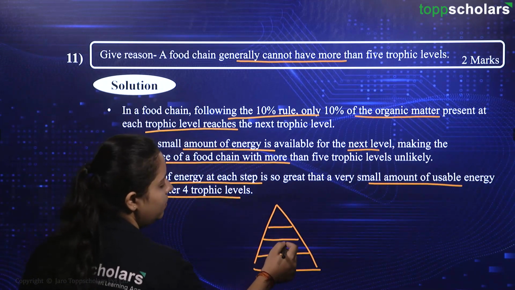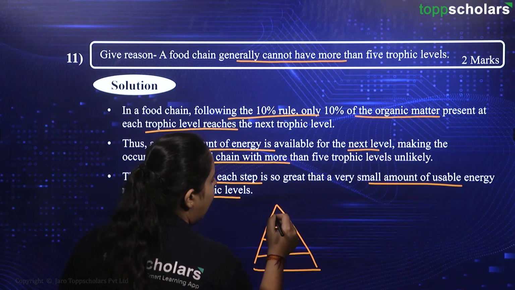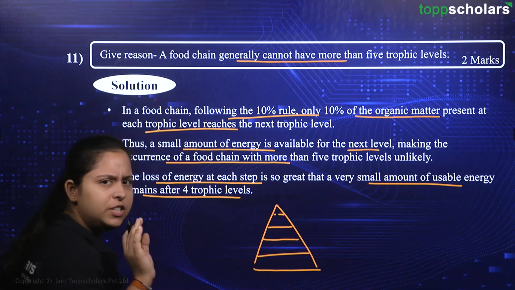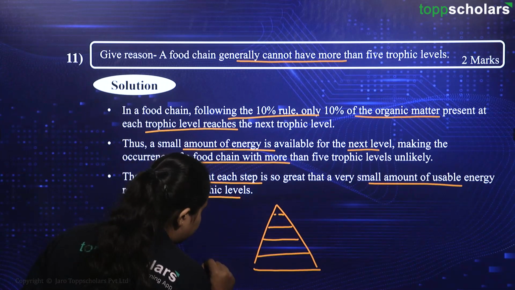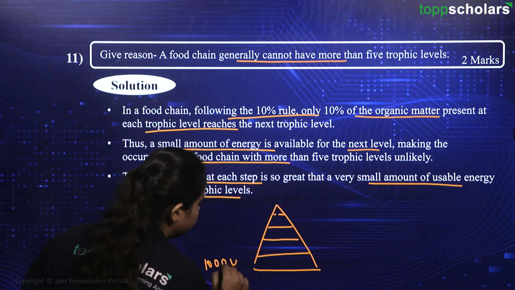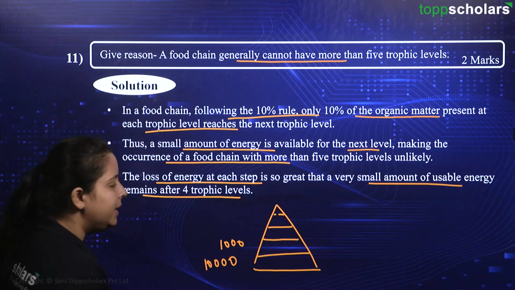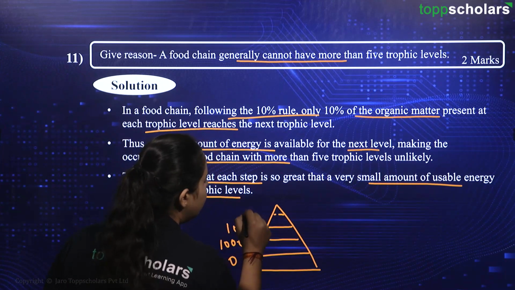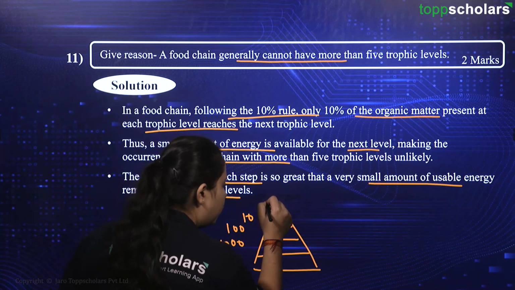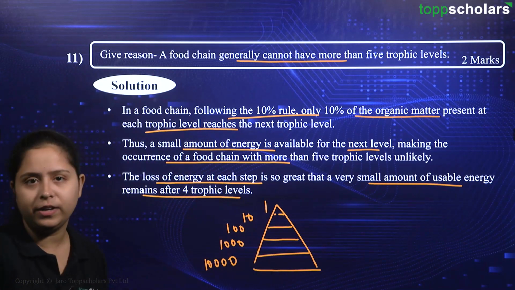If I talk about the 4 trophic levels, this is the first trophic level, second, third, fourth. And say, just for consideration, here is the fifth. Over here, we have 10,000 joules of energy. Over here, how much will there be? Yes, 1000. Over here, 100. Over here, only 10. And over here, we have only 1 joule of energy.